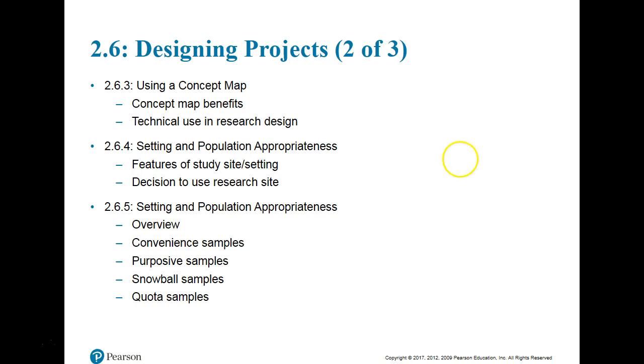Quota samples is another way to go. This begins with a matrix that creates strata or cells, and the attributes are associated with each stratum. Also, as I mentioned earlier, you can use a non-probability method.